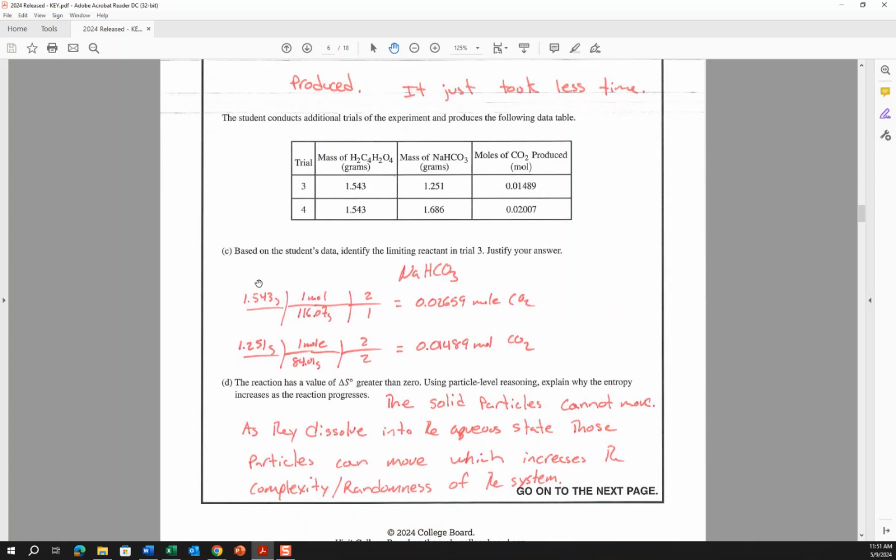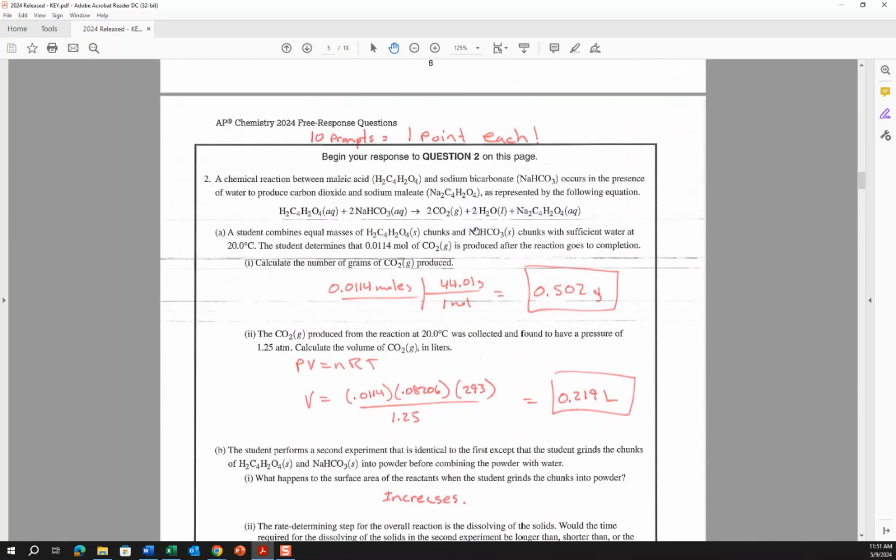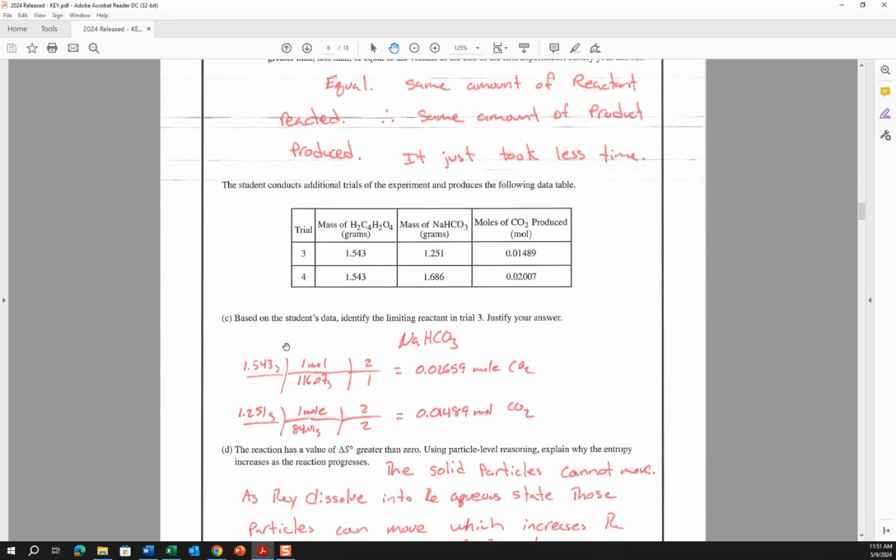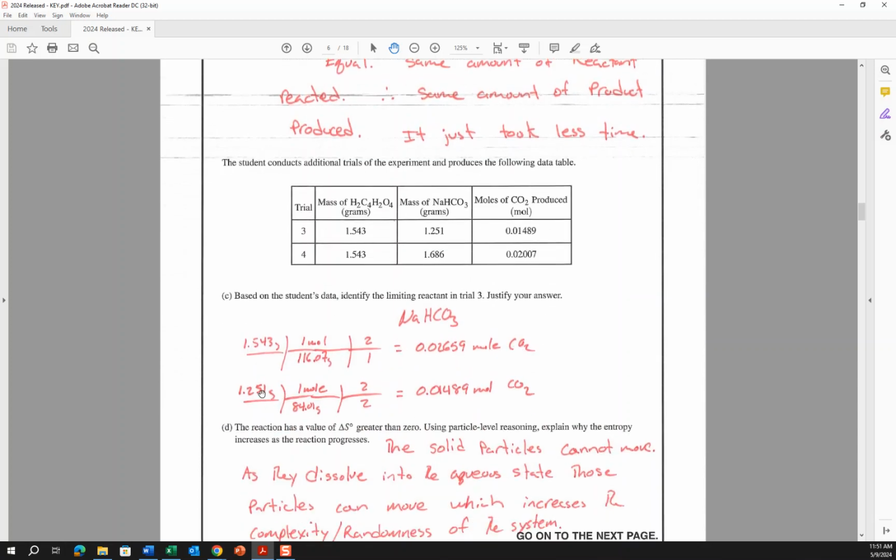So in trial 3, we take the amount of malic acid and divide by its molar mass times its mole ratio, and again, you'd have to go back up to this equation. It's a 2-to-1 ratio. If all of the malic acid reacts, you can get this many moles of CO2. If we do the same thing with the given amount of sodium bicarbonate, we would get this amount of CO2. That's the smaller amount, and that's the amount that we actually got. So this was the limiting reactant. I just did a calculation to justify, which is perfectly fine. I'm sure some of you more eloquent people were able to come up with the words to reason it out. I was just struggling, so I decided to do a calculation.